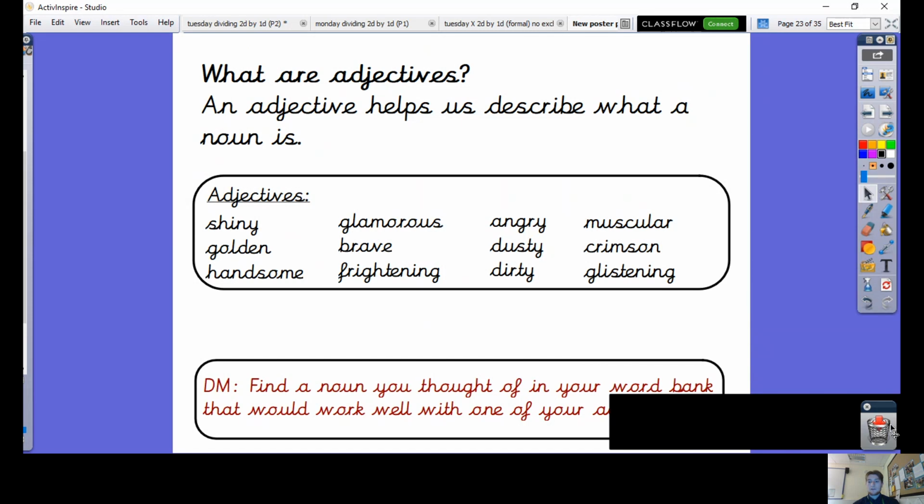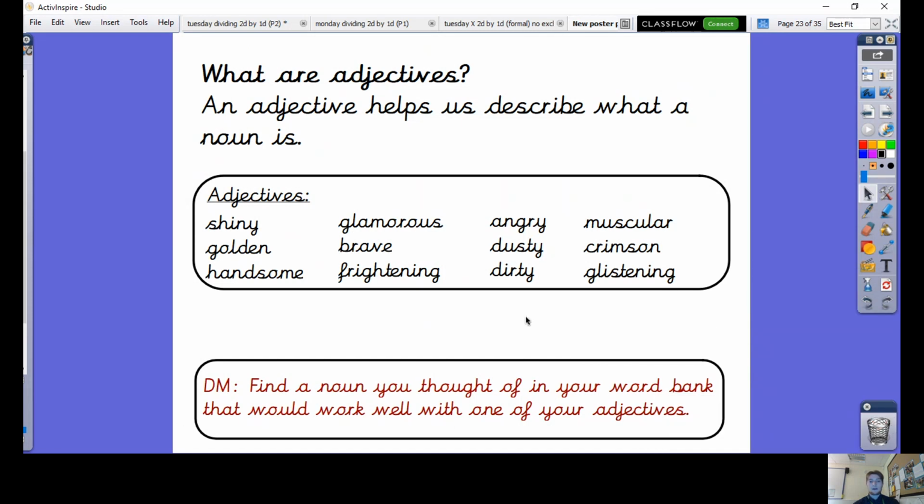Brilliant. So if you want to deepen the moment quickly, pause the video and find a noun that you found in your word bank, and I would like you to pair some nouns and some adjectives together that you think work really well. Pause the video and do that now if you want to.